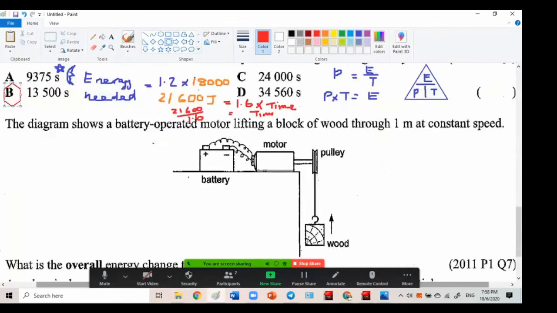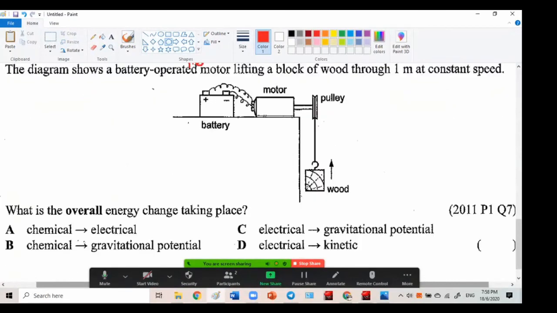Okay, guys? Come, we do the battery operated motor lifting a block. Are you ready? Read. The diagram shows a battery operated motor lifting a block of wood through 1 meter at constant speed. What is the overall energy change taking place? The key word is overall, from beginning to the end. Chemical, right? Because it's a battery. So C and D you don't pick, because they don't start from electrical. What is the final? Chemical into gravitational potential, because it lifted the block, right?